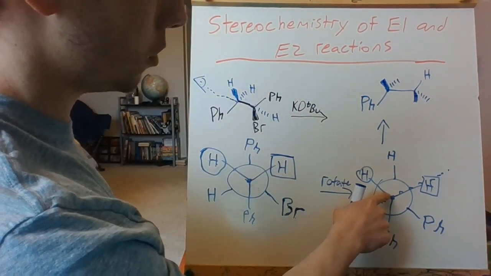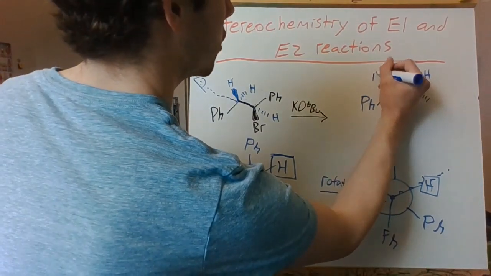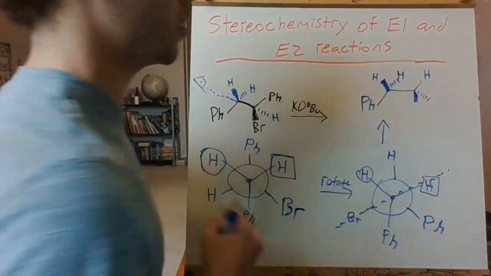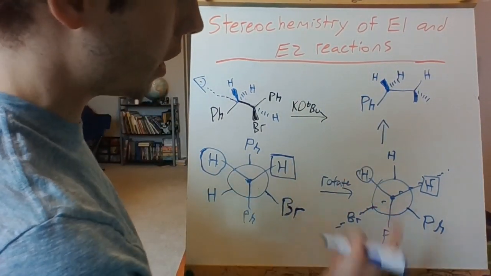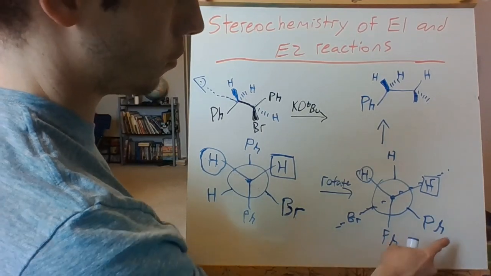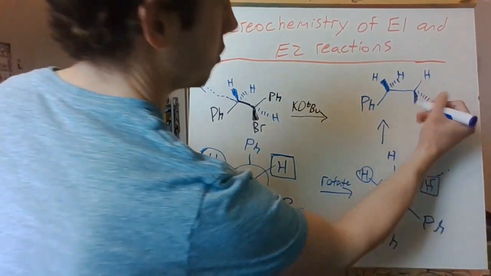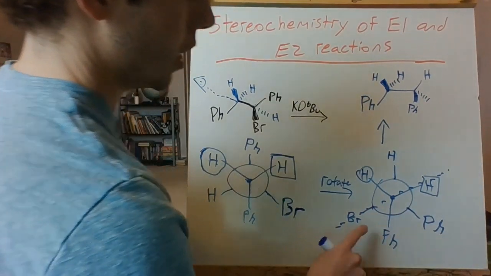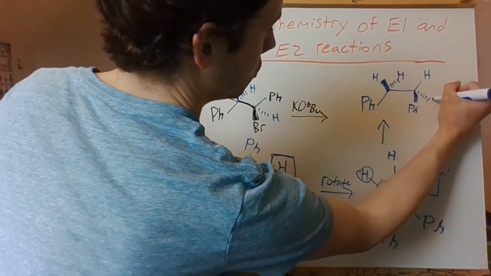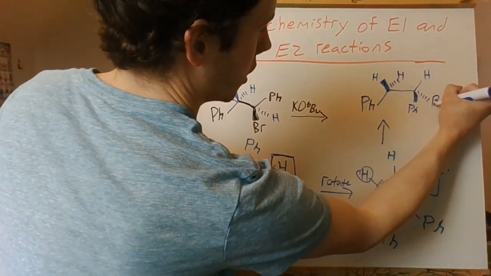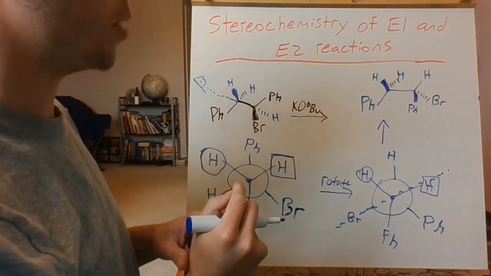So on our front carbon, we have hydrogens going in both directions. So we plug those in here. And then on our back carbon, we see that our phenyl group is going towards our right, and so it's coming out of the paper. And our bromine is pointed to our left, and so it's going back behind the paper.